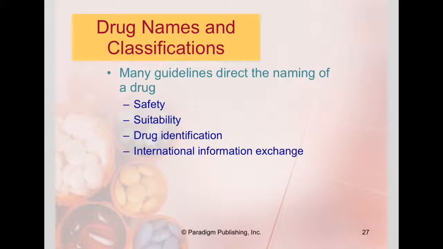Drug names and classifications. There are many guidelines that direct the naming of a drug. It has to be a safe name. It has to suit the drug. It has to help identify the drug in international information exchange. You have to put in a request for a drug name, and it's made after the investigational new drug application is submitted to the FDA.